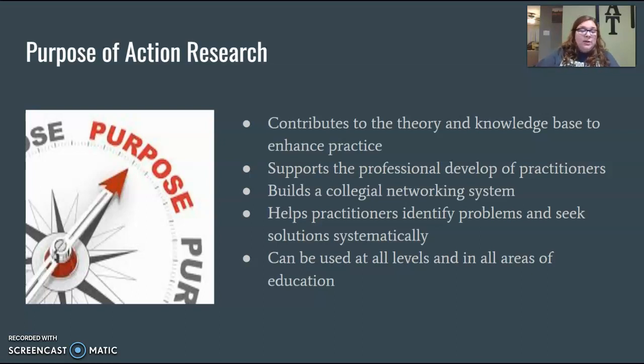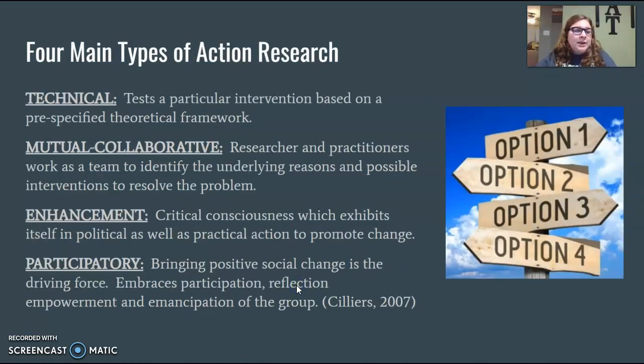And it can be used at all levels and in all areas of education, which I feel like it can be used for other areas besides education. It doesn't just have to be in education. The 4 main types of action research are technical, mutual collaborative, enhancement, and participatory. Technical is that it tests a particular intervention based on a pre-specified theoretical framework. Mutual collaborative, which means you have at least 2 people that are working as a team to identify the underlying reasons and possible interventions to resolve a problem. Enhancement is a critical consciousness, which exhibits itself in a political as well as a practical action to promote change. And participatory, which is bringing positive social change and a driving force. It embraces participation, reflection, empowerment, and emancipation of the whole group.